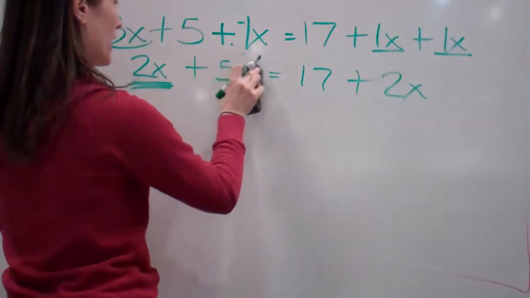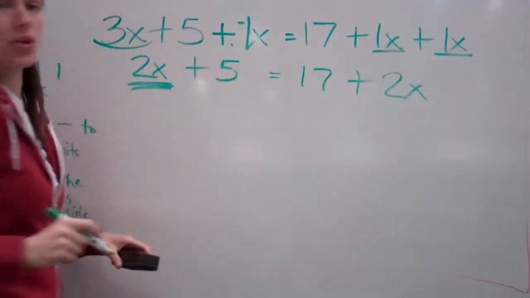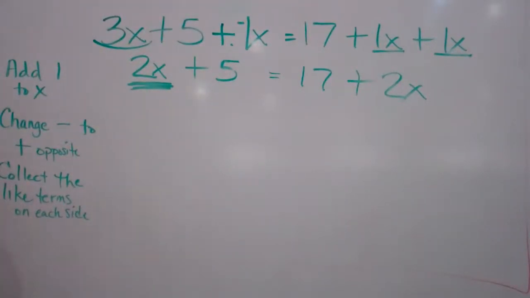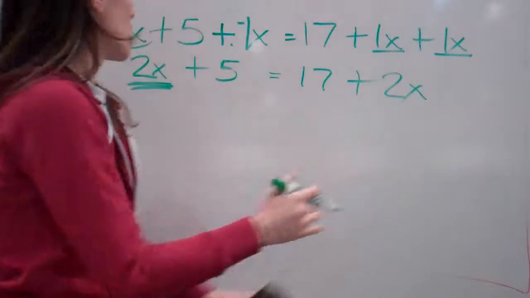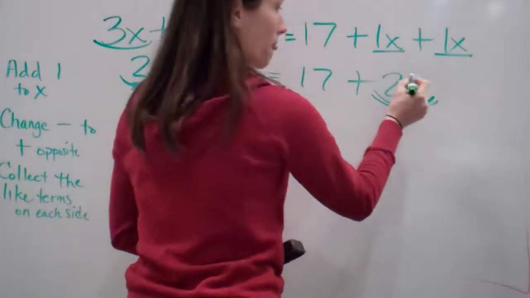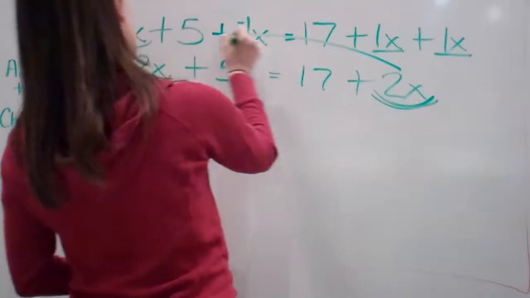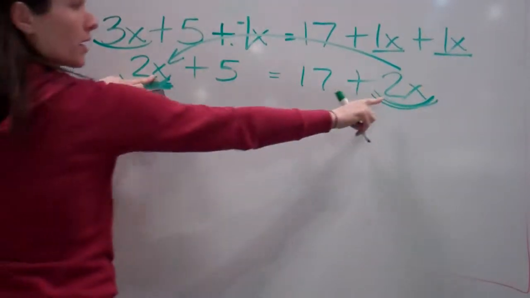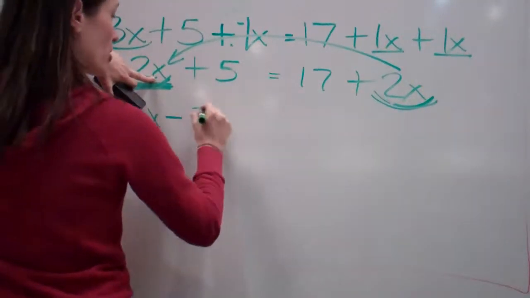I'm going to take this away. What you're going to do is we want x's on one side and we want numbers on the other side. So as you see, I have an x here and then I have an x here. If I bring this over to here, it would become 2x minus 2x.